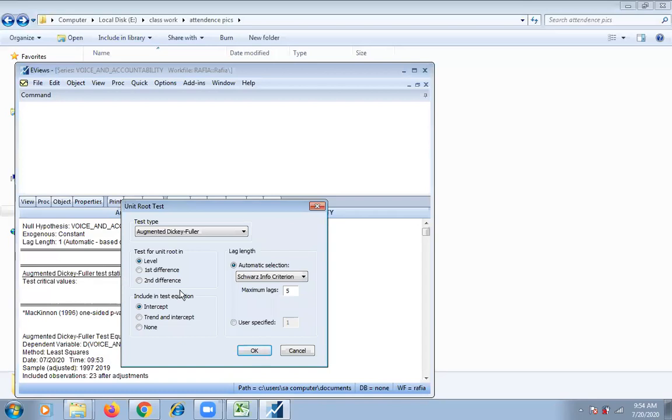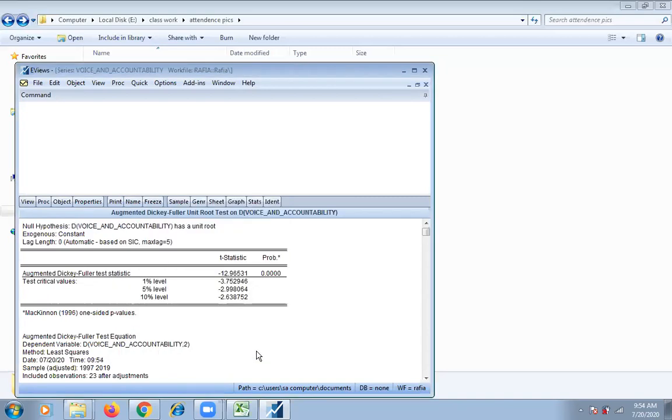Now again going to see the stationarity at first difference for this variable. Click OK. Very interesting. This variable is also stationary at first difference. So here we see that all variables are stationary at first difference except one variable, which is regulatory quality.